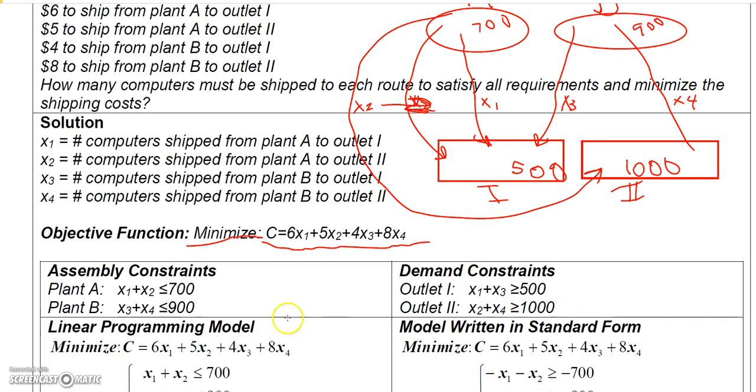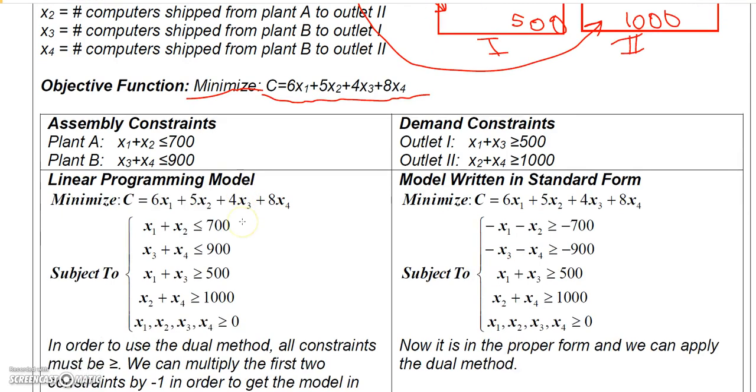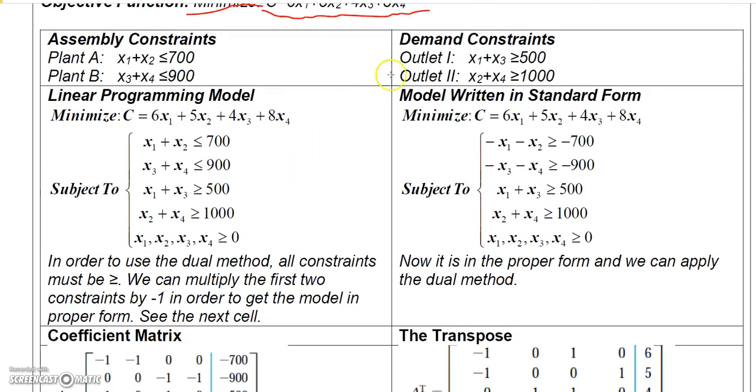So again, you've got your assembly constraints. X1 plus X2 is less than or equal to 700, X3 plus X4 is less than or equal to 900, and you've got your demand constraints for the outlets. X1 plus X3 has to be greater than or equal to 500, X2 plus X4 must be greater than or equal to 1,000. Okay, so now put it all together and we get our linear programming model.